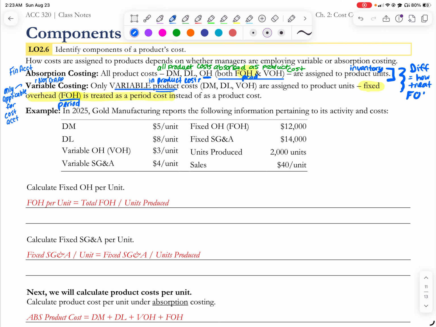The only difference between them is how they treat fixed overhead. Absorption treats it like a product cost. Variable treats it like a period cost. So here we have the following info for Gold Manufacturing.